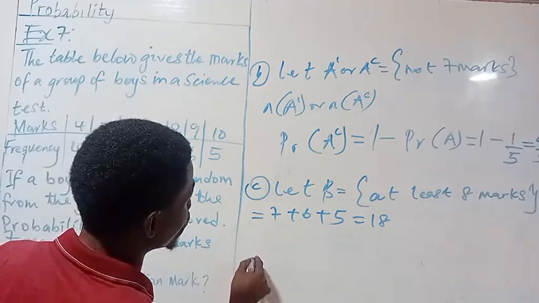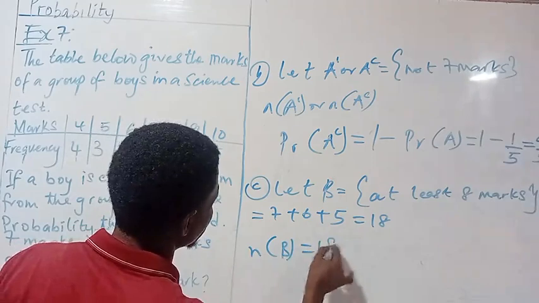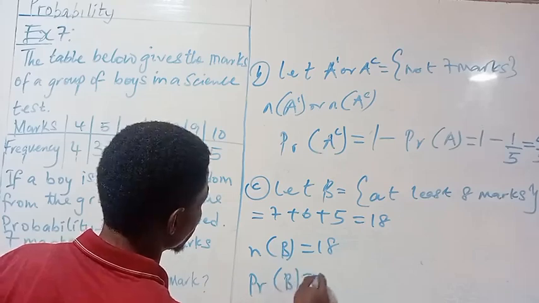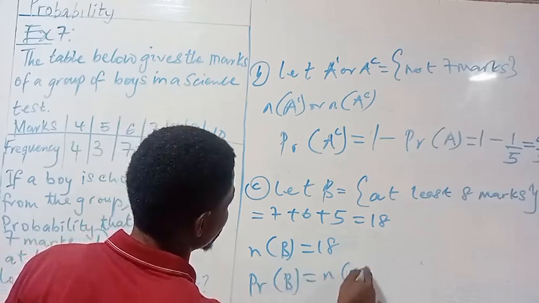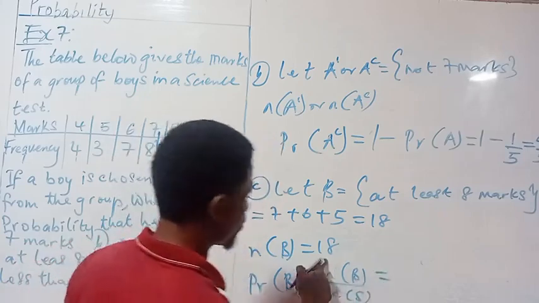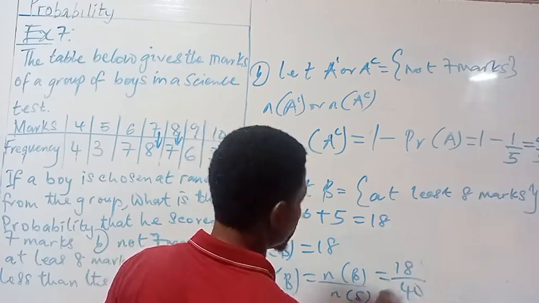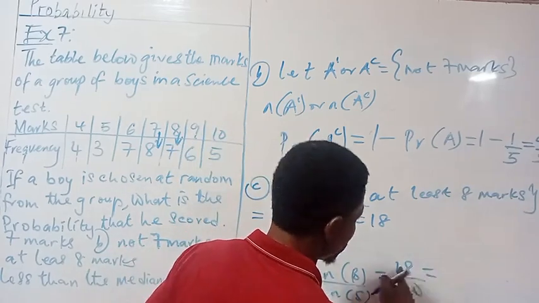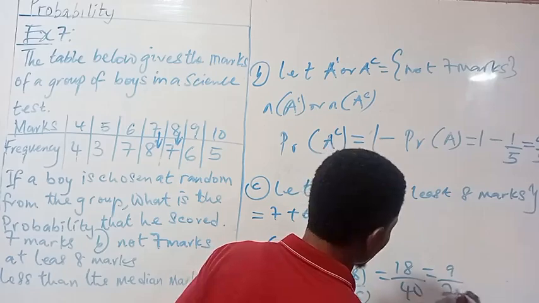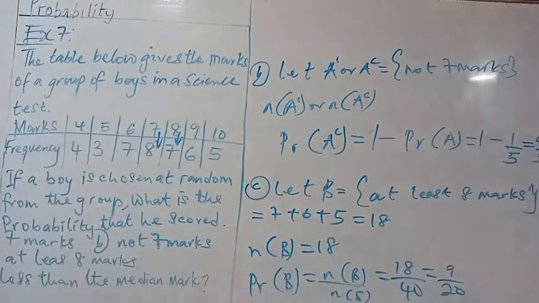We are going to have N of B to be equal to 18. Then the probability of B equals what? N of B over N of X. We have 18 divided by 40. So something can go. 2 here will be 9, and 2 here will be 20. Is there anything again? Nothing can go. Then the last one is what?